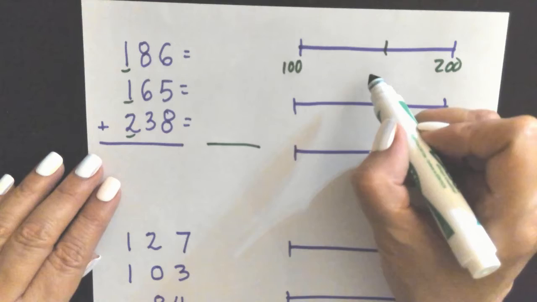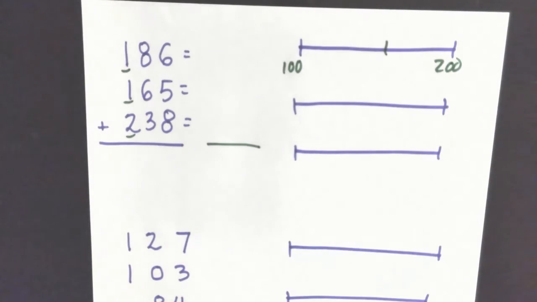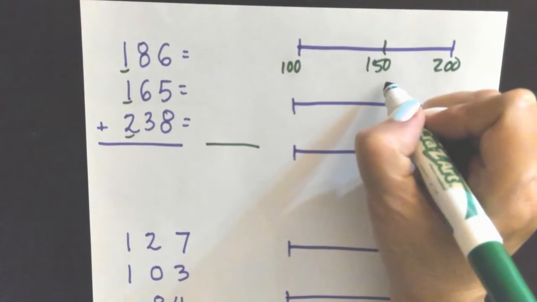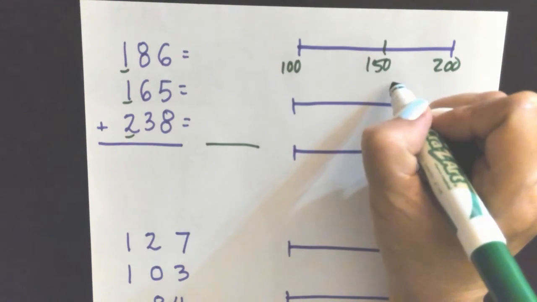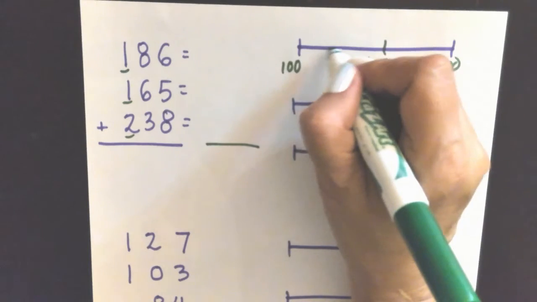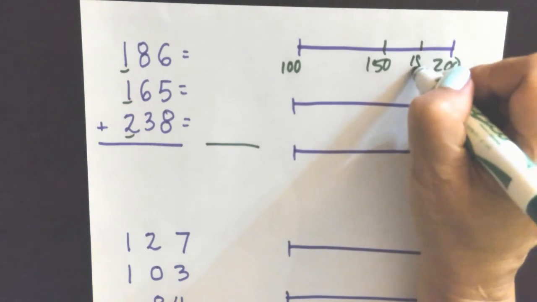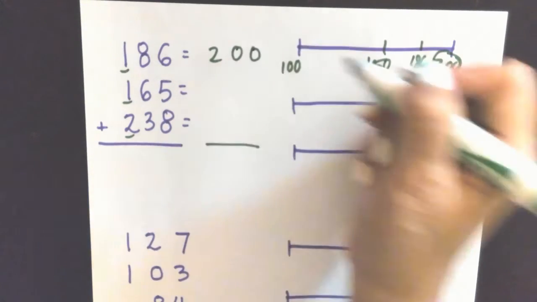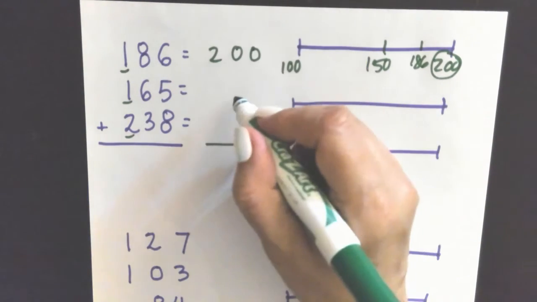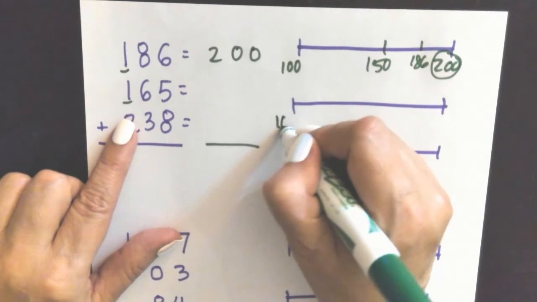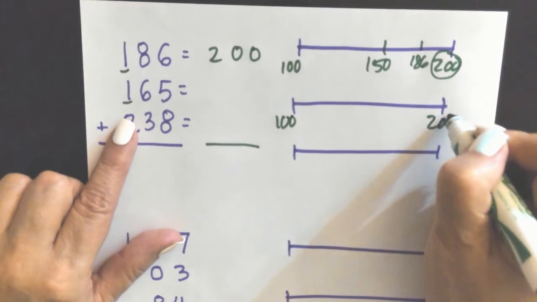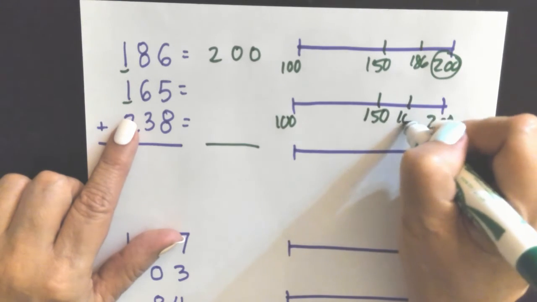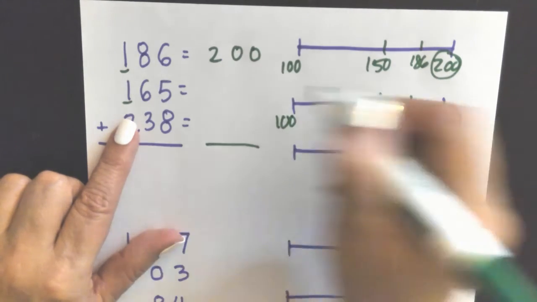What's in the center? This is what some of you struggle with. What's in that center? 150. It's not 105. It's 150. And 186 is right here, and it's closer to 200. Okay, now we have 100, 200, 150, 165, and it's closer to 200.